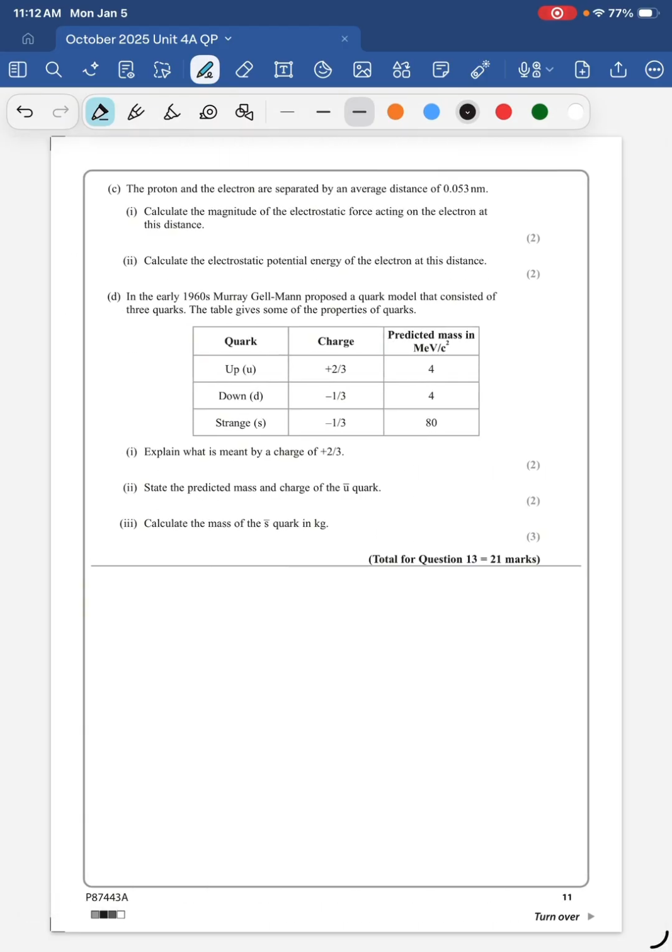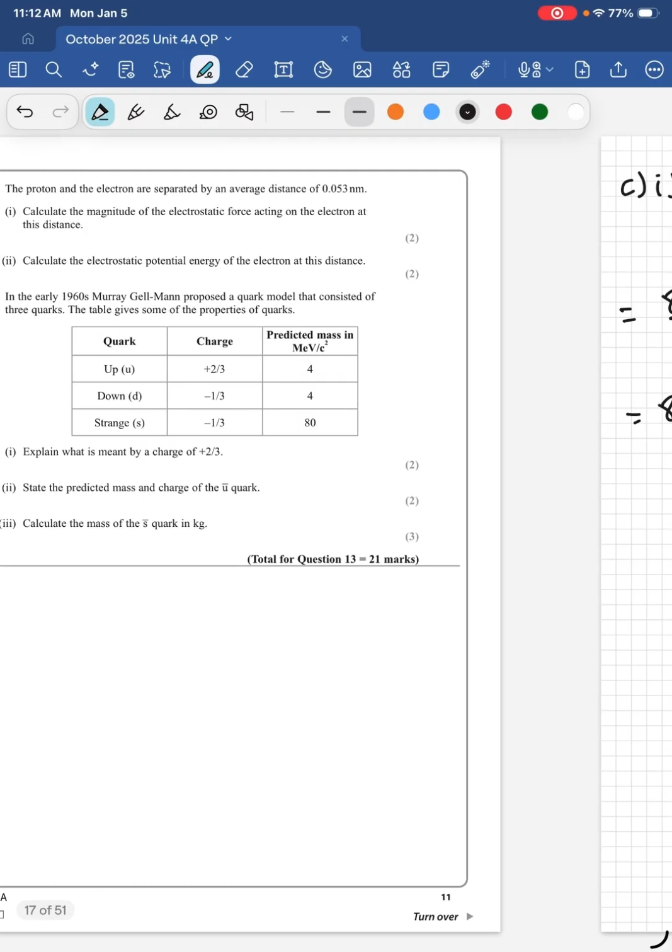Okay, part C, part 2. Too many questions. Calculate the electrostatic potential energy of the electron at this distance. Okay.